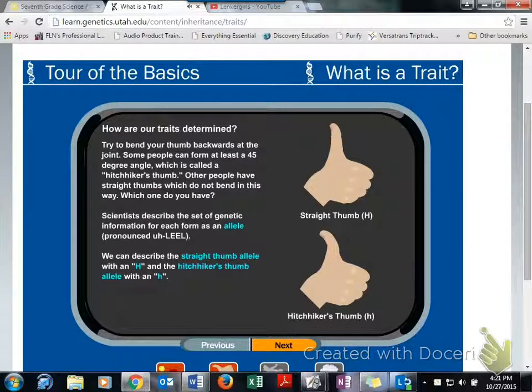How are our traits determined? To find out, let's examine the thumb extension trait, which is how our thumbs look when straightened. This trait can come in two forms, straight thumb or hitchhiker's thumb. Which one do you have? Scientists describe the set of genetic information for each form as an allele. We can describe the straight thumb allele with a big H and the hitchhiker's thumb allele with a little h.